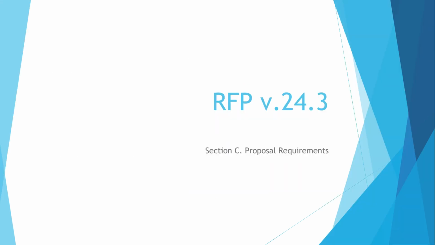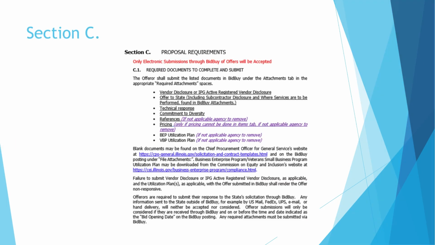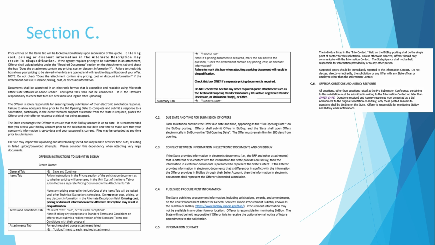Section C, Proposal Requirements. Now that we have clearly explained to the vendor community what we need and where we are now, the vendor will want to know how to submit. Please note that if a document is not required, for example, if there's no BEP goal, then you may remove that requirement. We have provided the instructions on how to submit and bid by within the RFP template. Throughout the template, we've also reminded the vendors to not enter cost in the alternate description.